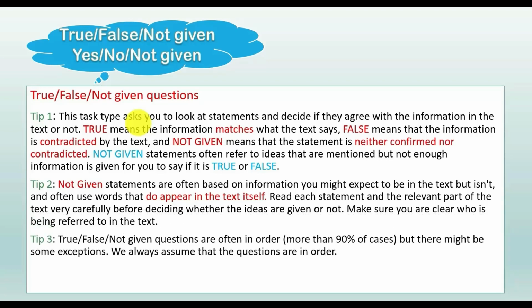Tip number 3. True, false, not given questions are often in order, in more than 90% of cases, but there might be some exceptions. We always assume that the questions are in order. Now I have good news for you. These questions, true, false, not given, and yes, no, not given questions, are easier compared with heading and locating information questions, because these questions are in order and finding the relevant part of the text would be easy for these kinds of questions. But please be careful that sometimes in true, false, not given questions you have to skip some paragraphs, but again the questions are in order.